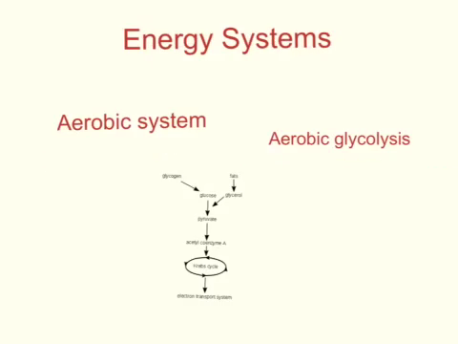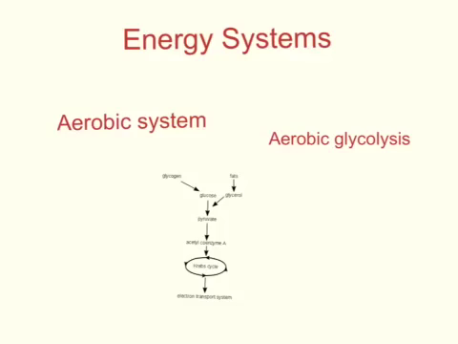The aerobic system is responsible for producing most of the energy supplied to the body. It is slow to produce, but is highly productive. Glucose is broken down in the presence of oxygen. Due to the oxygen presence, this enters a series of reactions.